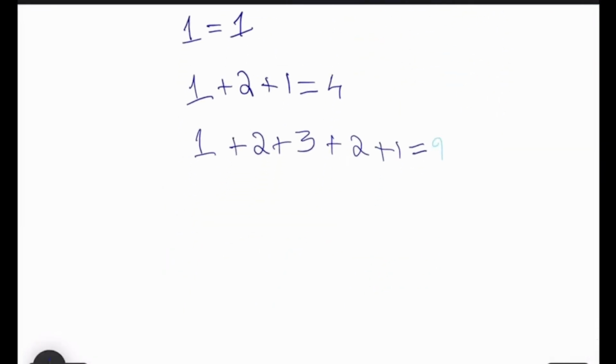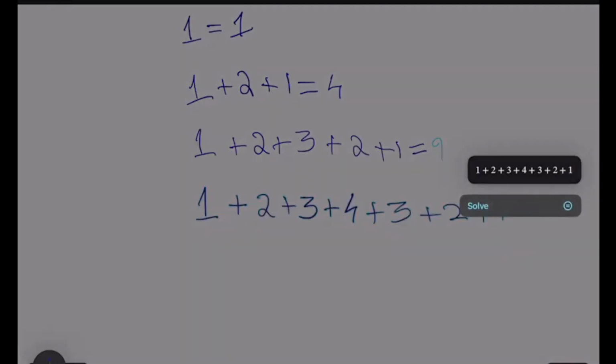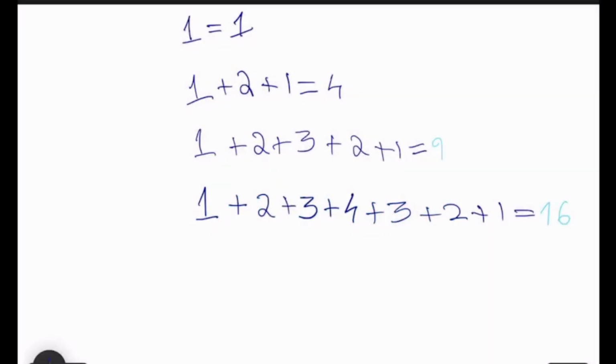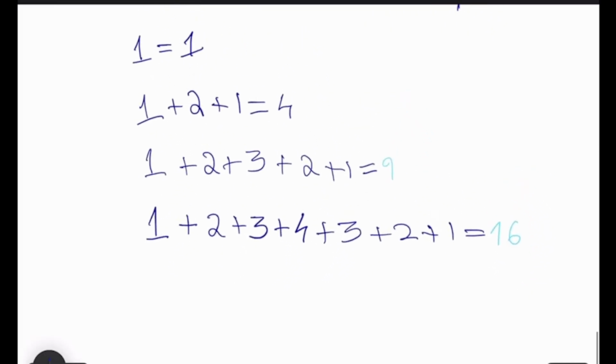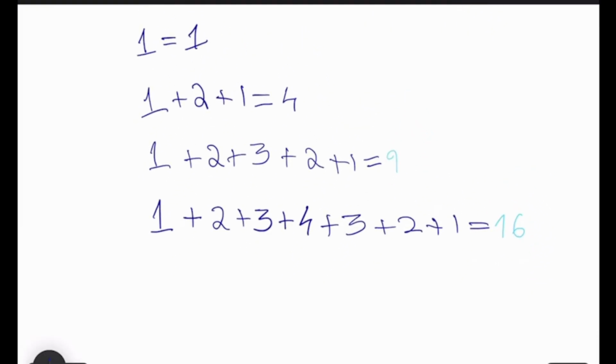Then 1, 4, 9. In the same way, we are adding up first 1 plus 2 plus 3 plus 4, then again adding down plus 3 plus 2 plus 1, which is equal to how much? Yes, sure, 16. So in the same way, we did all of them. These are some examples. Can you find the relation between these?